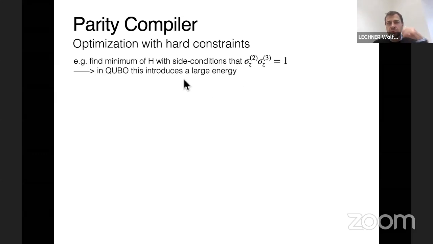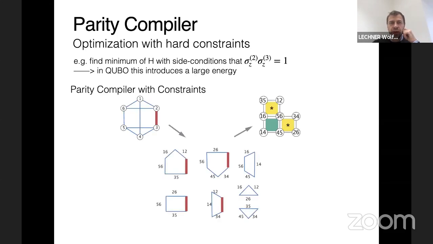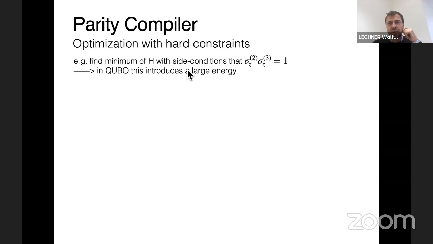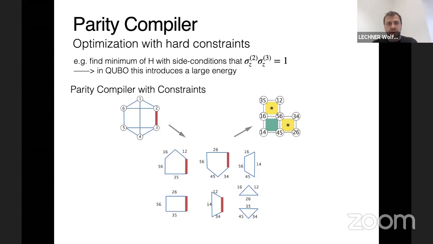Now, if we would do this again in a Kubo problem, what this would mean is that we would have to introduce a large energy scale. So this means we would have to introduce a strong bond on sigma 2, sigma 3, and then we would optimize this soft constraint problem. In the parity model, we can actually solve the real constraint problem. And let me show you how this works.